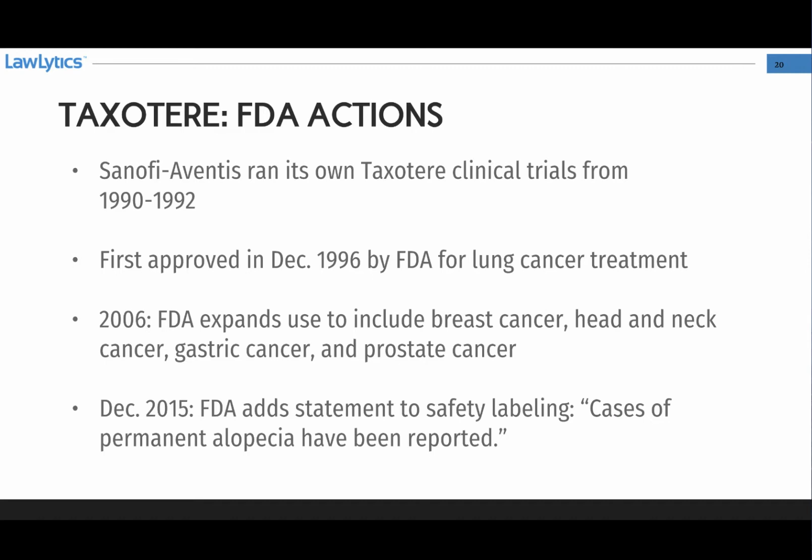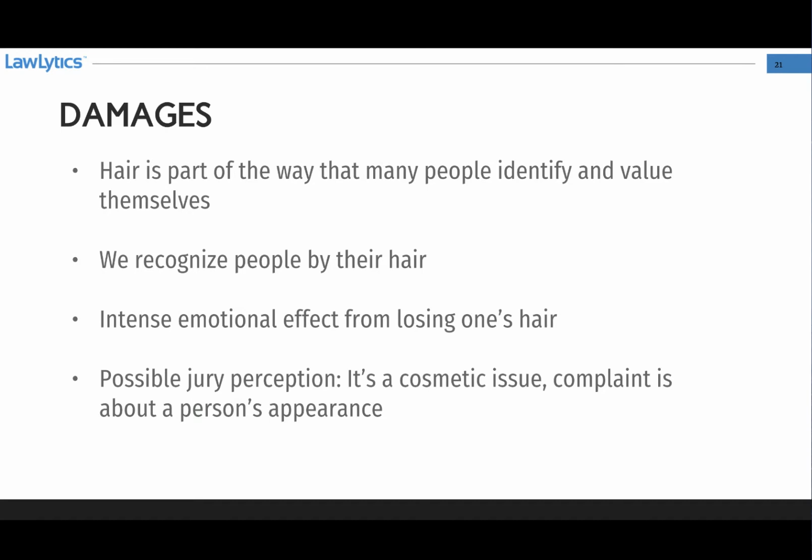And then, as I mentioned, in 2015, the FDA finally added to the safety labeling on Taxotere, and it now reads, "Cases of permanent alopecia have been reported." Interestingly, on the Sanofi Aventis Taxotere webpage, the company lists a side effect of hair loss, but it says only, in some cases, frequency not known, permanent hair loss has been observed.